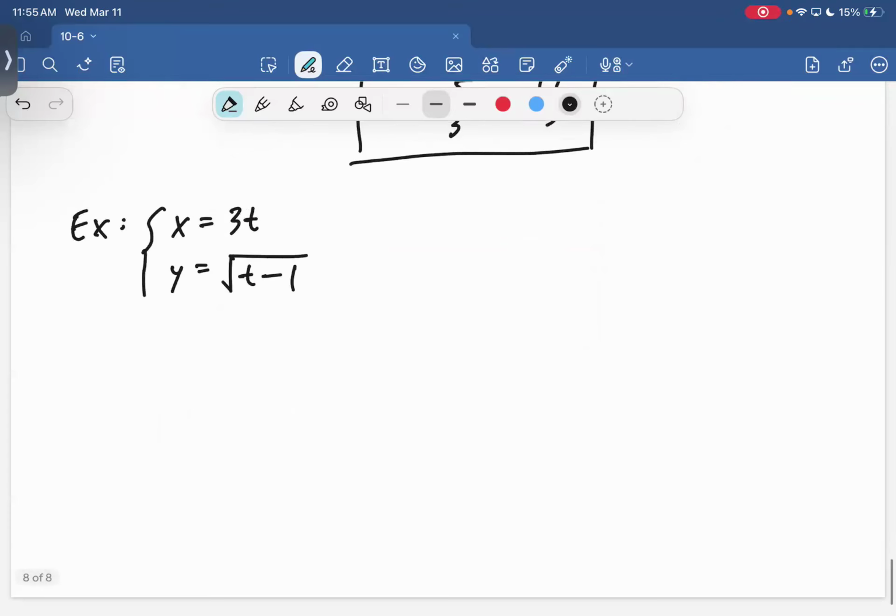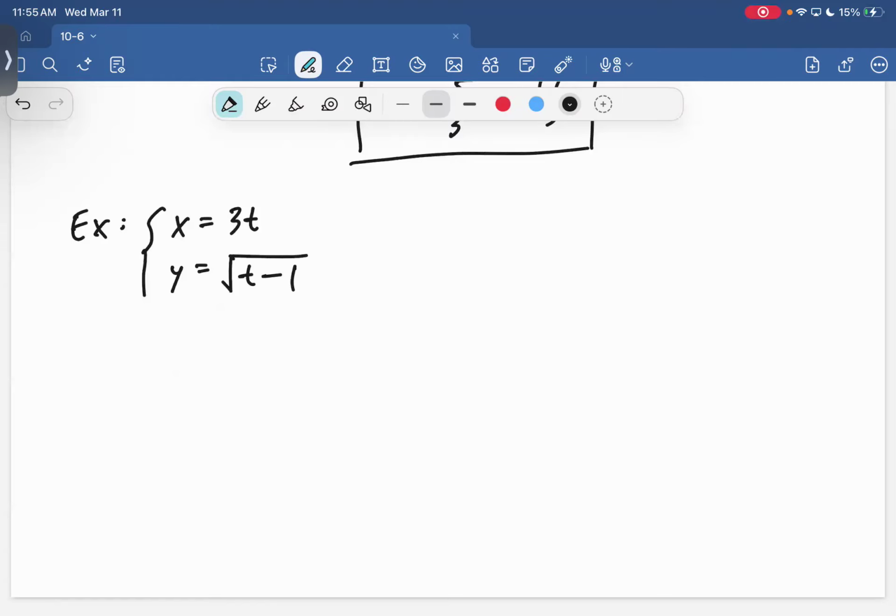Okay, let me do another example similar to B. You guys might notice there's a sentence in the instructions. It says adjust the domain if necessary. That's because sometimes, now that we introduce a parameter, there are issues with the domain that we have to be very careful about. So I'll show you an example.